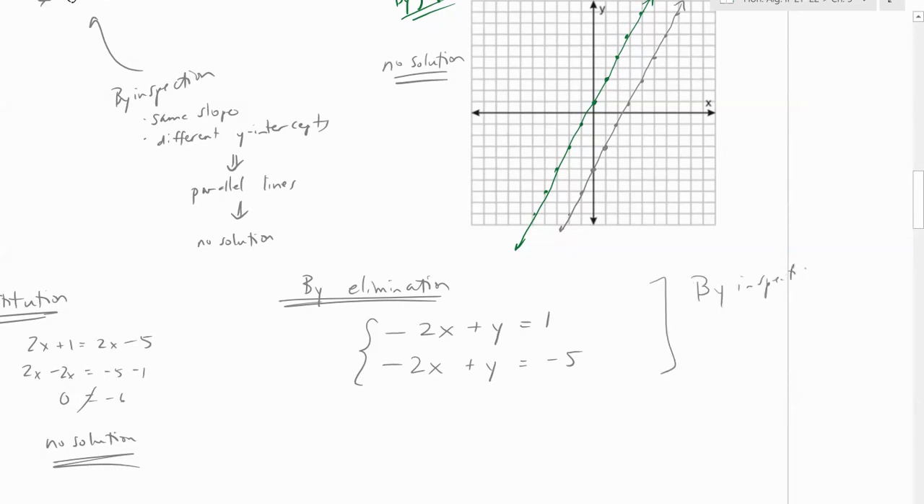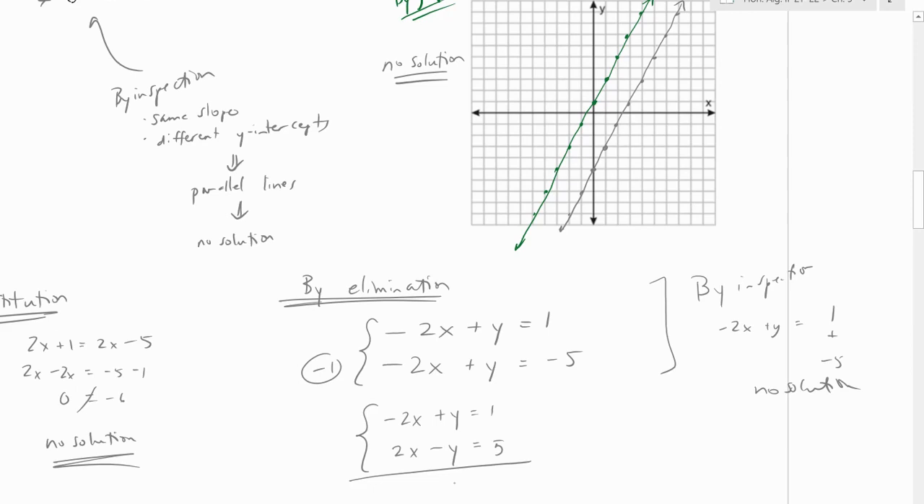If you just looked at that, it's saying negative 2x plus y is equal to 1 and negative 5 at the same time. Well, that's impossible. Negative 2 times a number plus a different number, and possibly it could be the same number, can't equal two different things at the same time. Like, that's just not going to happen. So that's another way of figuring out that this thing had no solution. But if we were going to do elimination, you'd probably want to multiply one of these by negative 1.